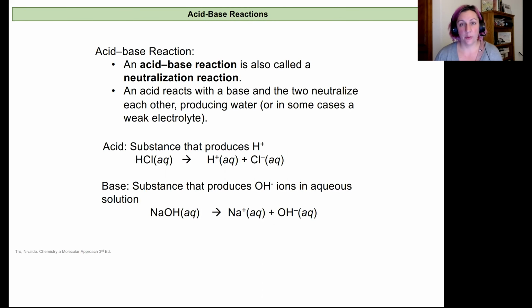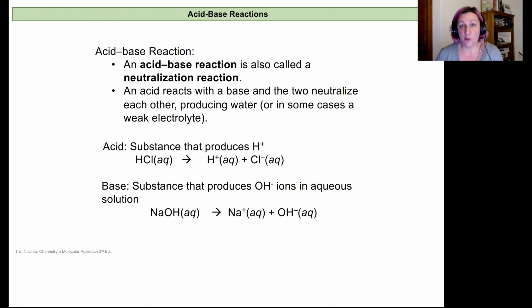In this video, we're going to continue talking about different types of reactions that you'll see in chemistry, and we're going to focus on acid-base reactions. Now, an acid-base reaction can also be called a neutralization reaction. And this is another topic that we'll go into great detail on, but it's important to know the basics of it before we continue on in our chemistry quarter.